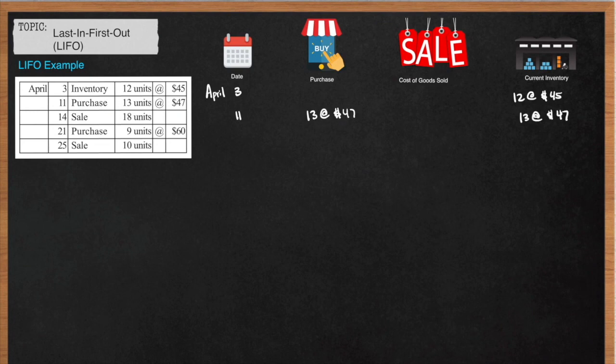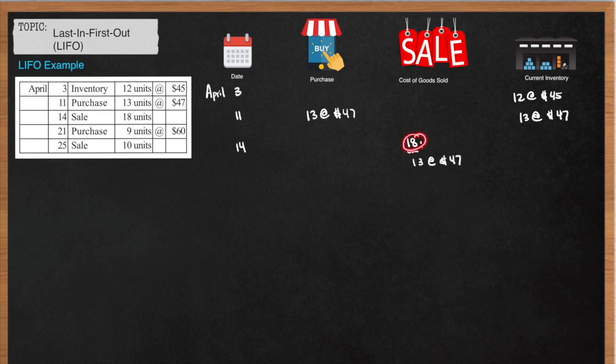They increased their prices. So currently our inventory is made up of 12 at $45, that's the older stuff, and 13 at $47, and that's the more recent stuff. This matters because when you sell your product, which in this case happened on April 14th, so you had a sale of 18 units. Here you have to ask yourself, do I pull from the older or from the newer stuff? Well, because it's last in, first out, you have to take it from the more recent inventory. And in this example, it's the inventory valued at 13 at $47.